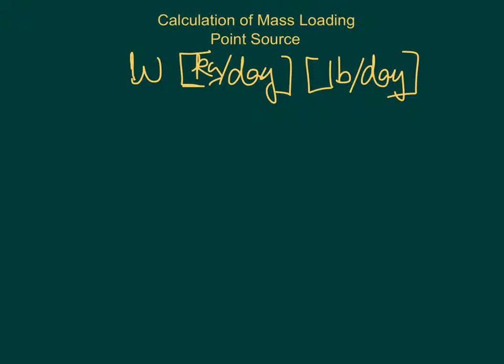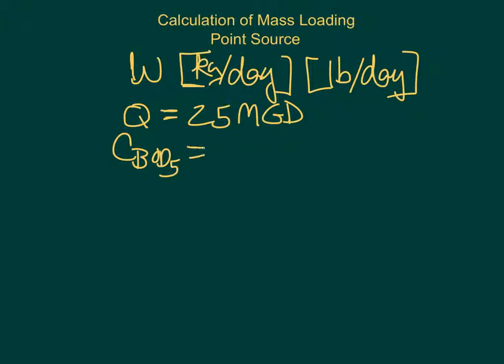Let's say we have a flow rate of 25 million gallons per day, MGD, and we have a concentration of BOD5 of 12 milligrams per liter. Question is, for that flow rate and that concentration, how would we compute the mass loading rate?